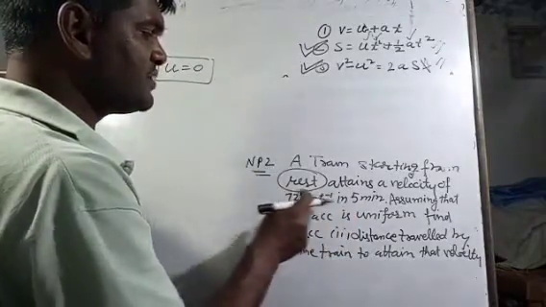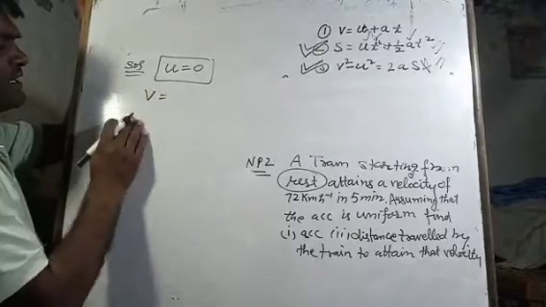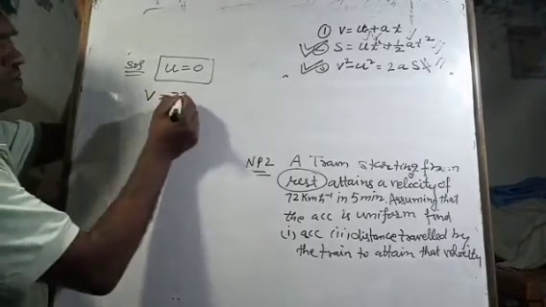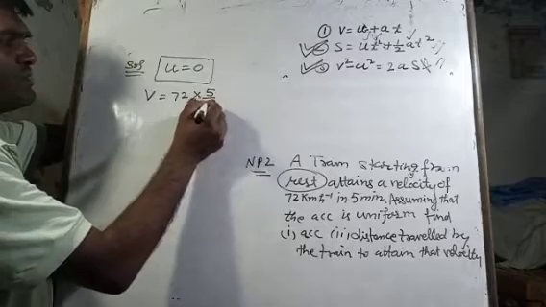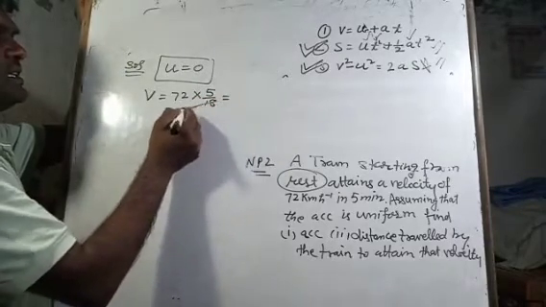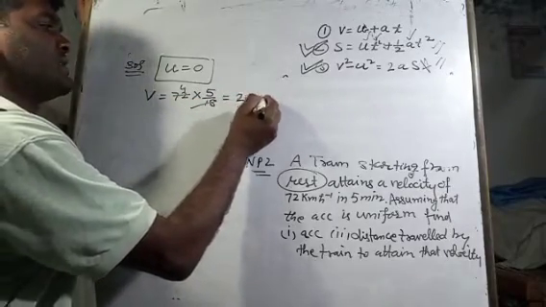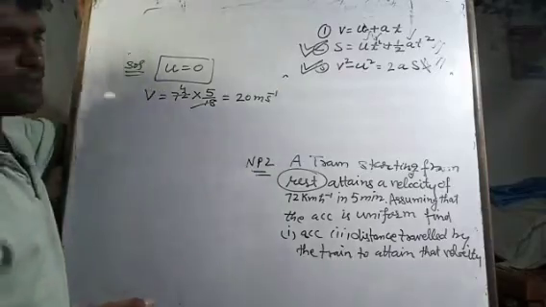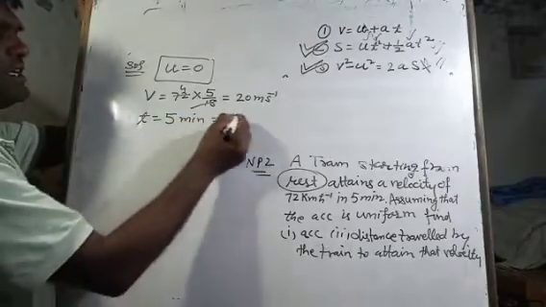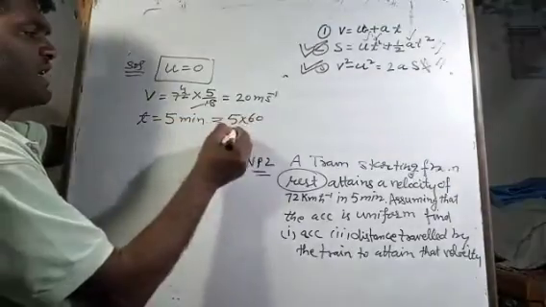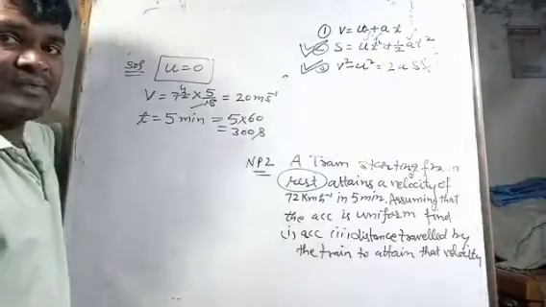Attain the velocity of 72 km per hour. So the velocity attained, how much velocity the train acquired, it is 72 km per hour. So it can be changed into meter per second. To change into meter per second, multiply it by 5 by 18, such that 18 4s are 72 and 4 5s are 20 meter per second. This is the final velocity attained by the train. Time given is equal to 5 minutes. This minute should be changed into second. To change into second, 1 minute is equal to 60 seconds. We need to multiply. Hence 300 seconds will be the time taken.